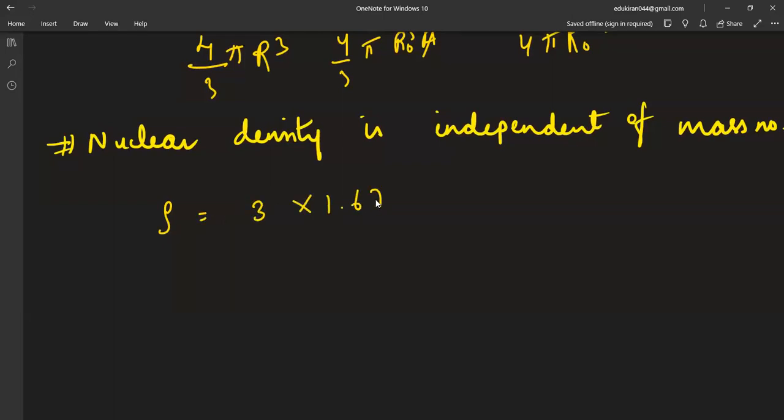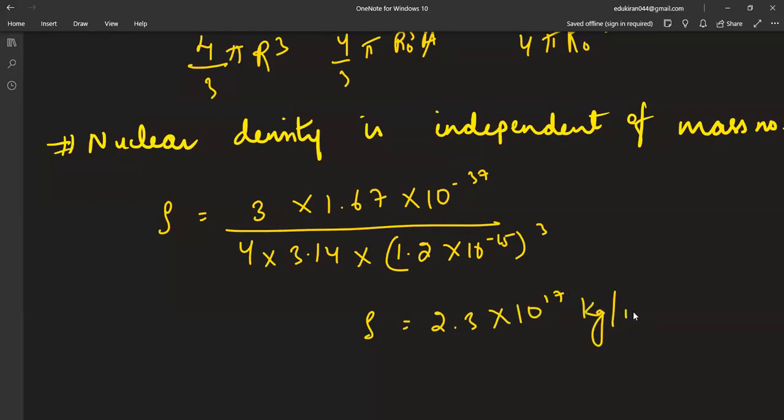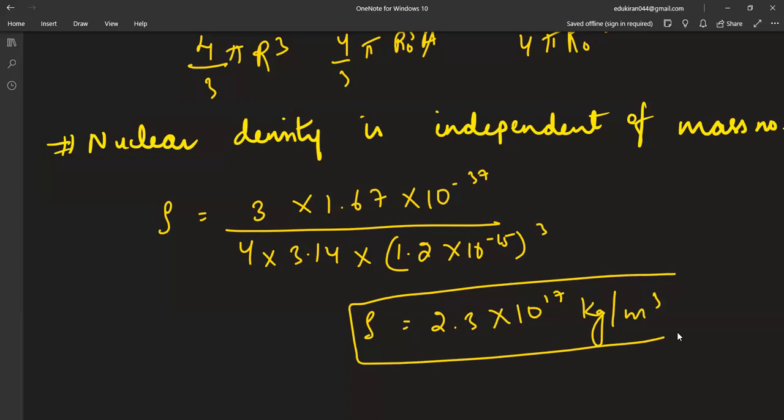This will be 1.67 into 10 to the power minus 27, this is the value that usually is taken for the mass of a nucleon, by 4 pi. So 4 into 3.14, then the cube of it, so that becomes 1.2 into 10 to the power minus 15 whole cube. So density is equal to 2.3 into 10 to the power 17 kg per meter cube.